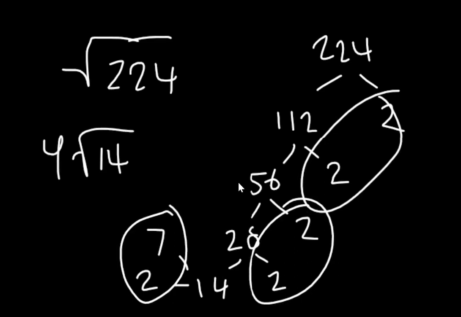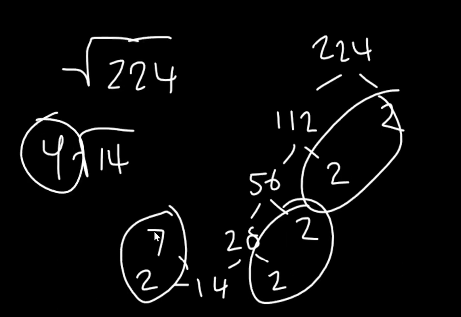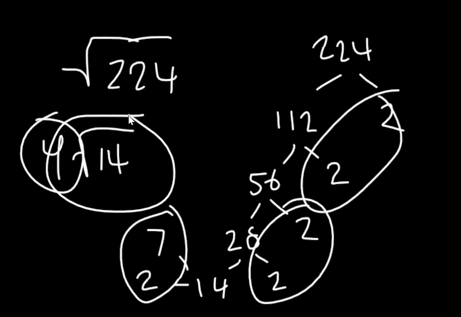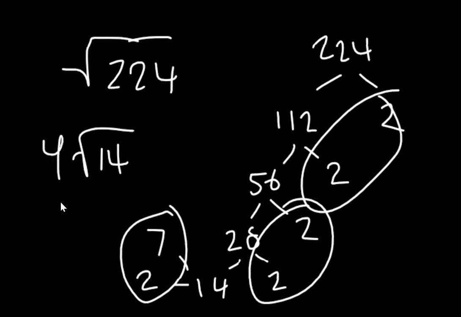The square root of 2 times the square root of 2 is positive 2. The square root of 2 times the square root of 2 is just positive 2. Anyway, 2 times 2 is 4, so we have 4 here. 7 times 2 is 14, and since they aren't part of a pair, the answer should be 4 times the square root of 14.